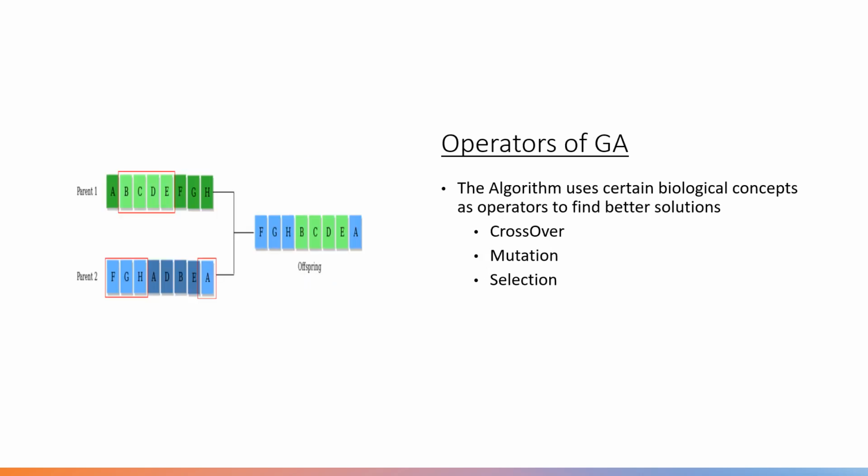The operators of the GA. As you can see, the algorithm uses certain biological concepts as operators to find better solutions. For example, crossover, mutation, or selection. In the image we have shown, the crossover of the GAs, where you can see one parent and the second parent, which produce a completely fit and better offspring.